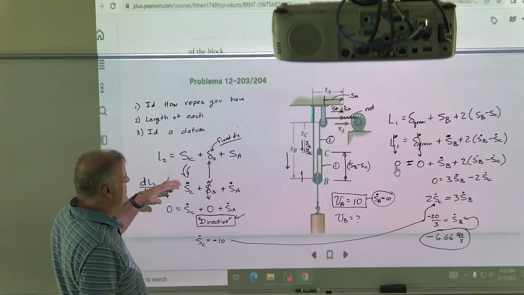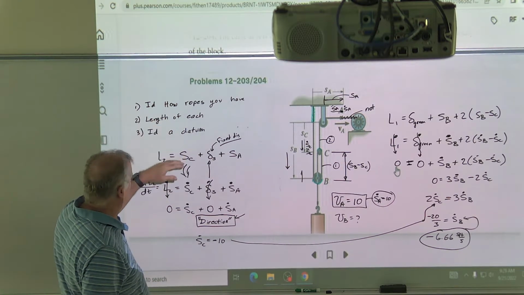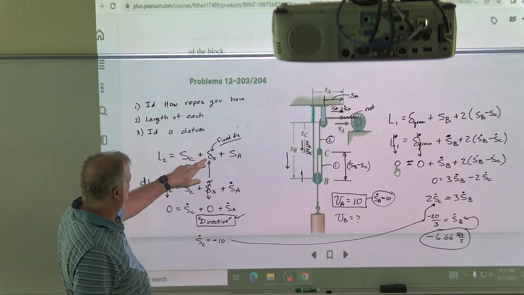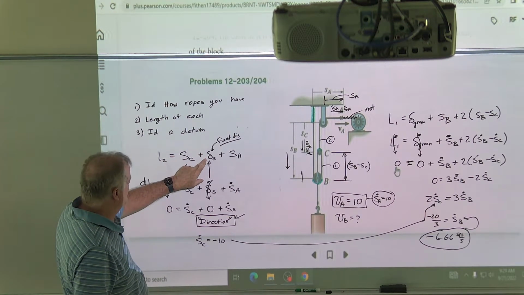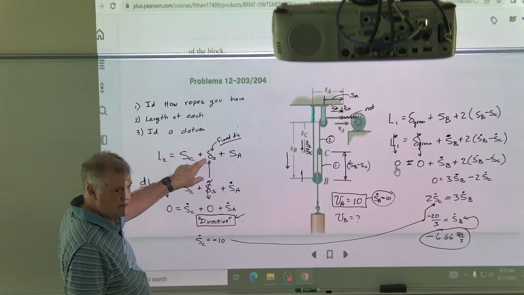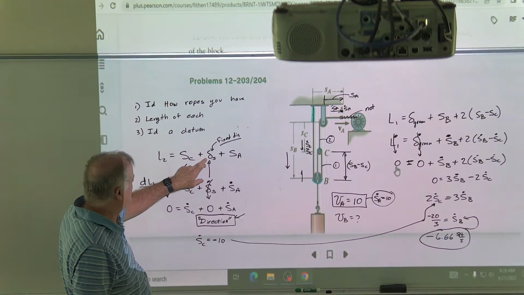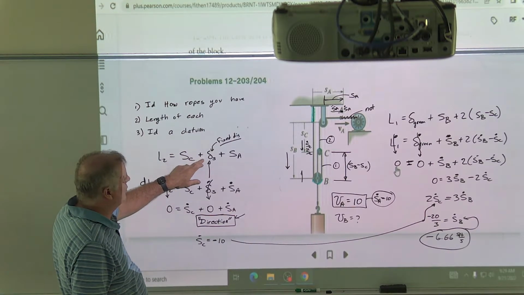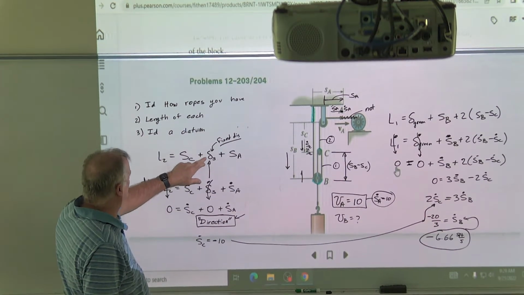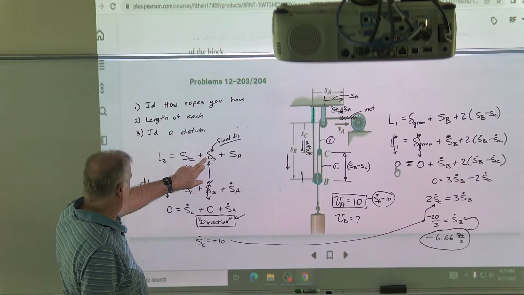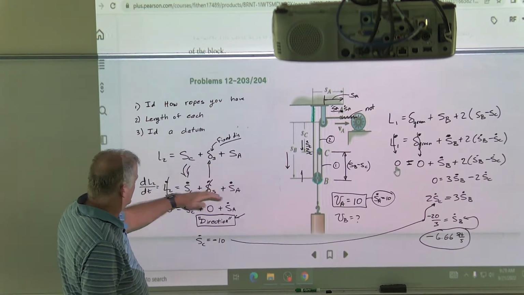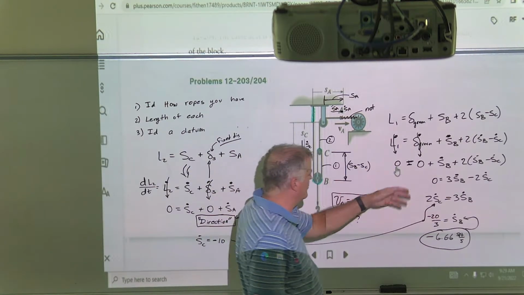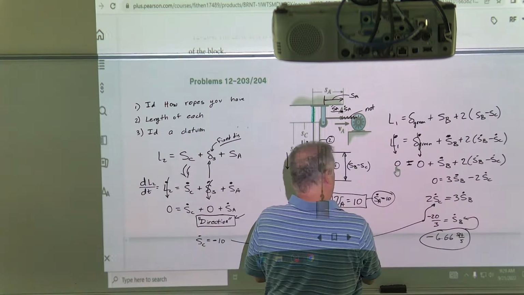Just identify how many ropes you have, and you have to write the length equation for each rope. You don't actually have to write this down, but it is a good idea to include it, just for self-recognition that there are parts of the pulley that are not going to change their length. These will, and then once you get this, you can do this in both ropes, and then when you get done, you can kind of figure out how to put them together.